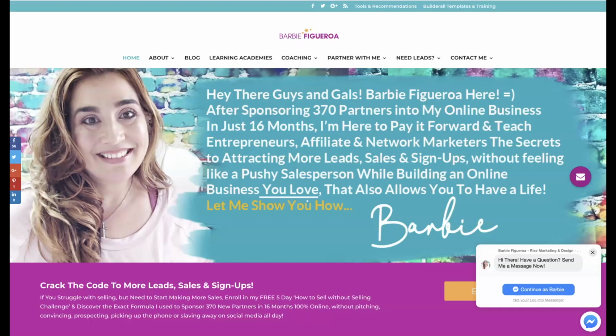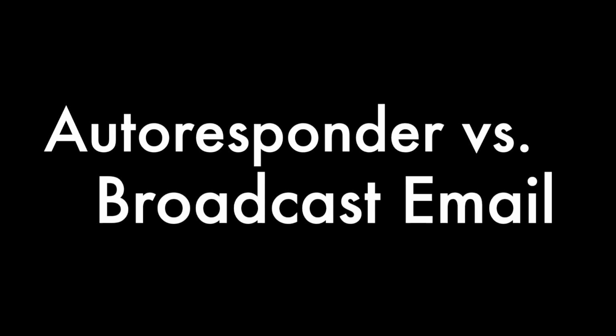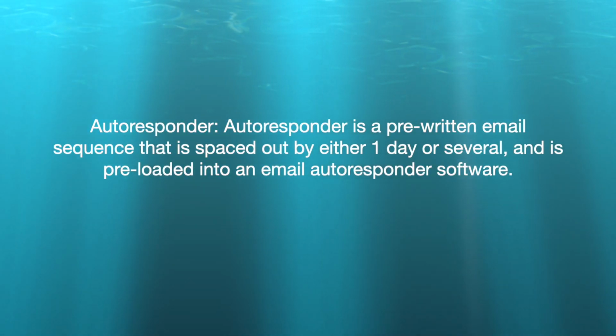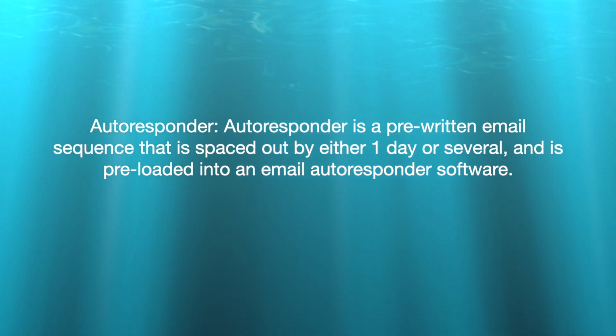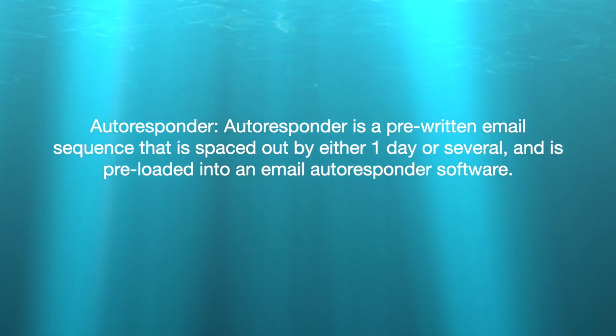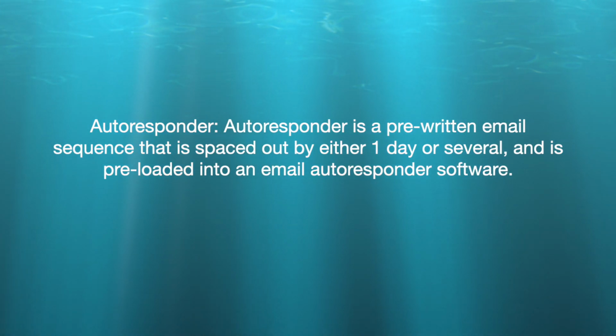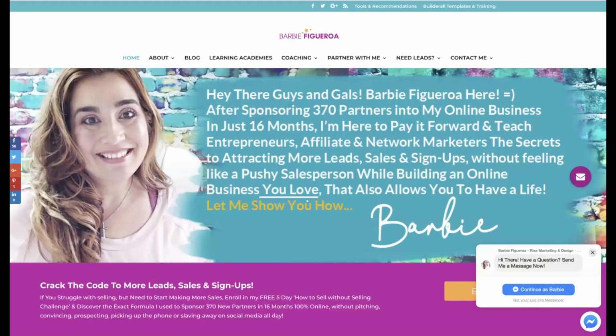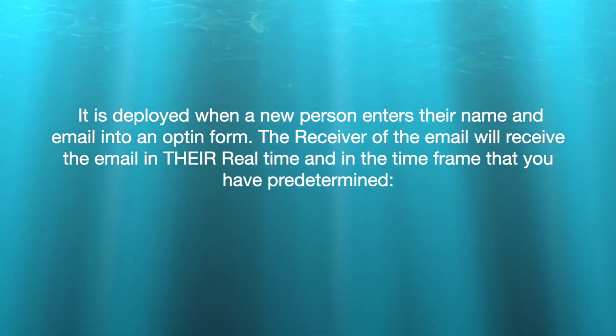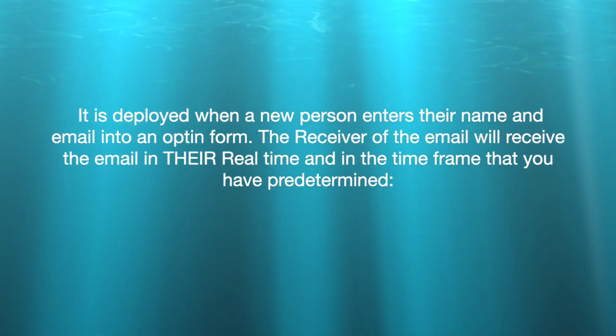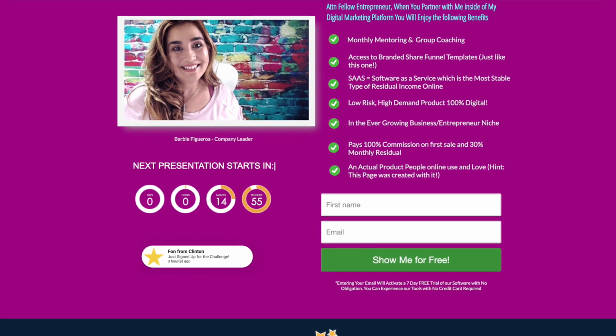So with that being said, what is the difference between an autoresponder and a broadcast email? Well, an autoresponder is a pre-written email that is spaced out by either one day or several days, and it's preloaded into an email autoresponder software like the one that I use, which is called Mailingboss. It is deployed when a new person enters their name and email into an opt-in form.